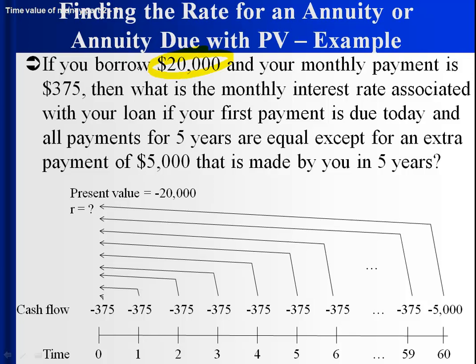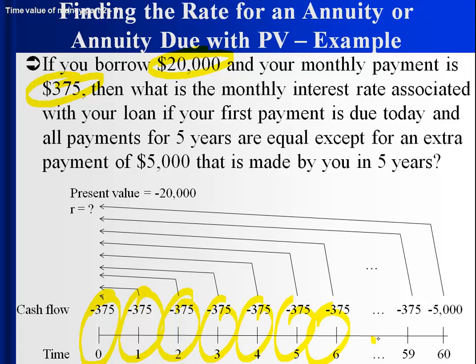Finally, you borrow $20,000, monthly payments $375. What's the monthly interest rate? Your first payment's due today. So your first is today, your second, your third, your fourth, your fifth, your sixth, your seventh. Your 60th is due in 59 months.